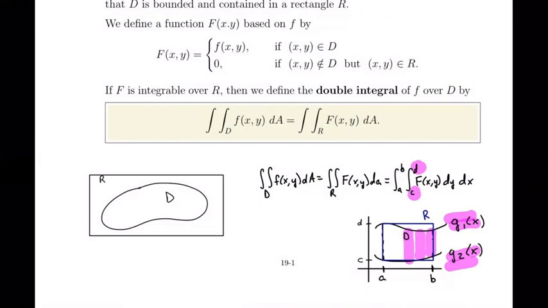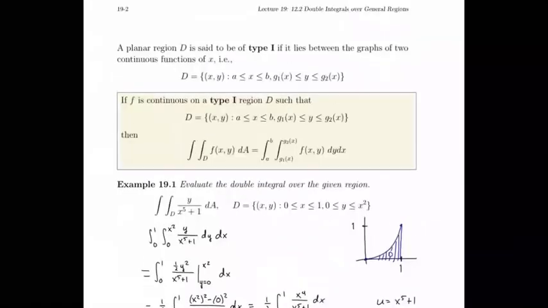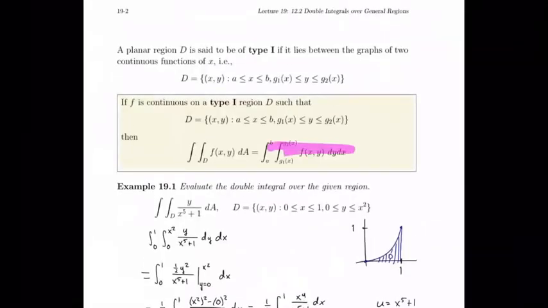Now, as long as these two functions g1 and g2 are well behaved, continuous is a reasonable way to think about it, it's a sufficient condition. As long as g1 and g2 are continuous, we know that the following result holds. We can replace C and D with g2 and g1 respectively. And we've got what we see below in this theorem here. So now our limits of integration become functions of x. Now, there's a name for this type of region.